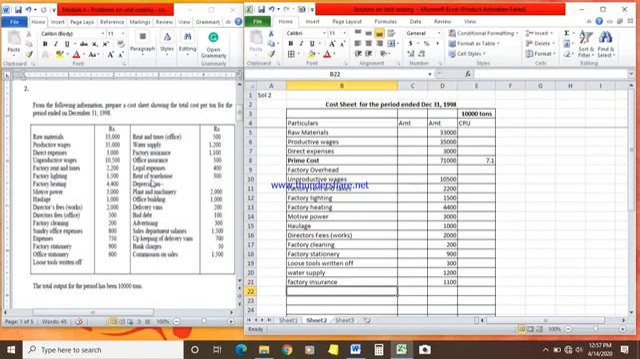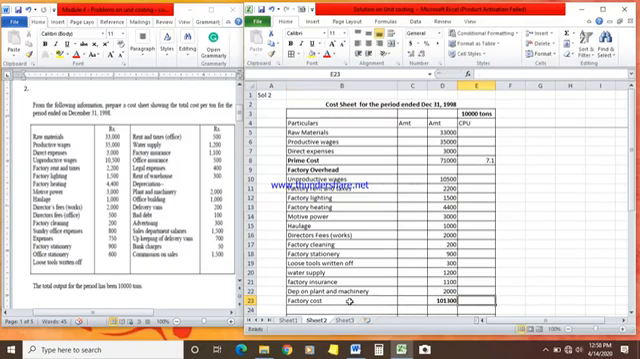Then depreciation on plant and machinery 2,000. Then, so these are the items which are going to be forming a part of a factory overheads. So for the prime cost, when you add up all the factory overheads, we get 1,01,300. This is the factory cost.